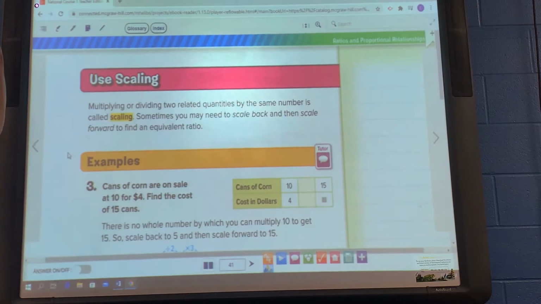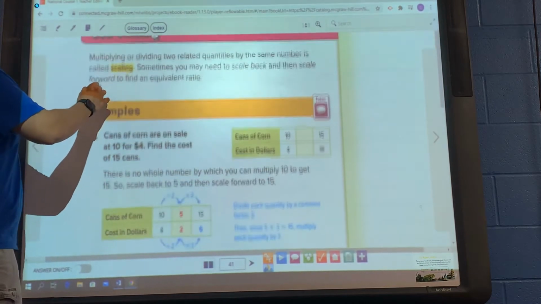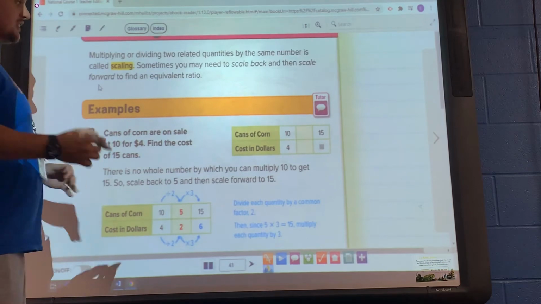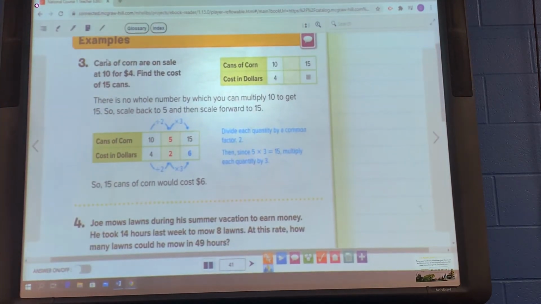So now we're going to go on to the next part of this. The next part of this is all about scaling. Multiplying or dividing two related quantities by the same number is called scaling. We kind of already did that a little bit in the ratio table, but we're going to go more in depth here with a real life problem.